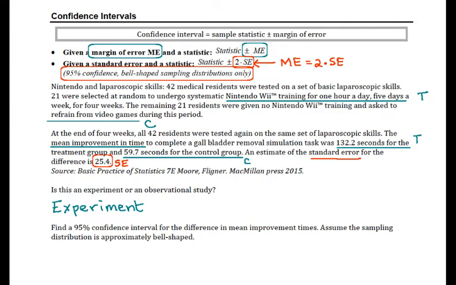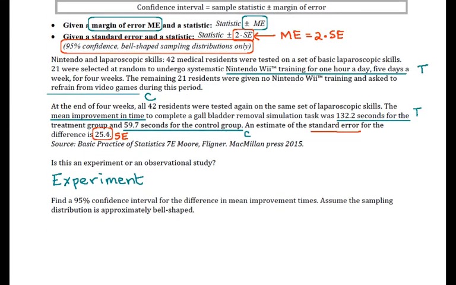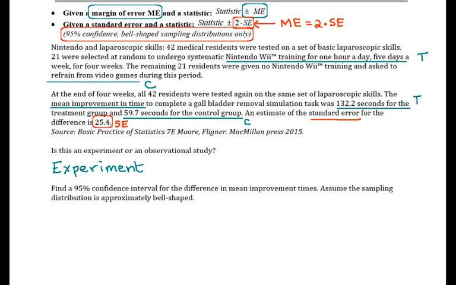So putting everything together, what we want to start with is our sample statistic. Since we're talking about a difference of means, the sample statistic is a difference of sample means. And we're going to call that XT bar minus XC bar. So that's the mean improvement time from my treatment group minus the mean improvement time from my control group. And to get that, I simply subtract the two values I'm given, 132.2 minus 59.7, and that comes out to be 72.5.